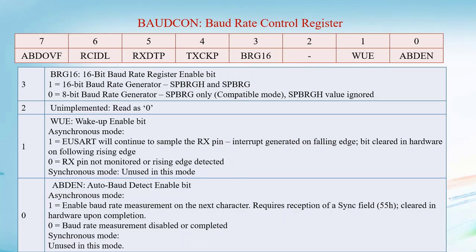The last bit is ABDEN, the auto baud detect enable bit. In asynchronous mode, if this bit equals 1, it enables baud rate measurement on the next character. It requires reception of a synchronous field 55H and is cleared in hardware upon completion. If it equals 0, baud rate measurement is disabled or completed. It is not used in synchronous mode.